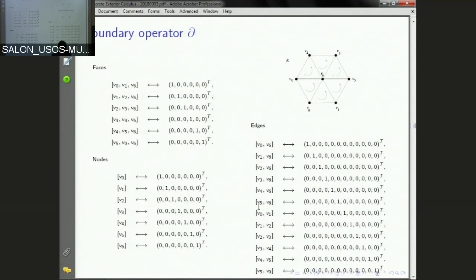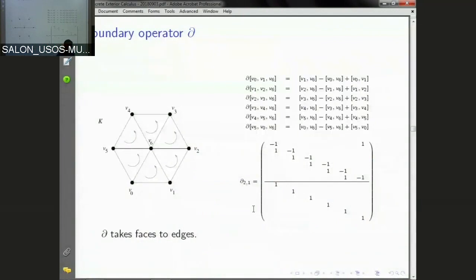Having done this, the boundary operator that I mentioned earlier becomes a matrix. Let me try to show you. If you take the face V0, V1, V6, and take the boundary, like what I explained earlier, you get this expression. Now, let's go back to the previous slide. So you have all these segments.